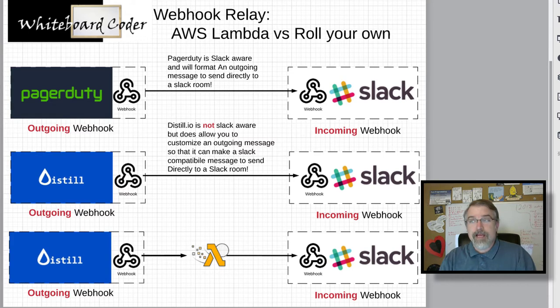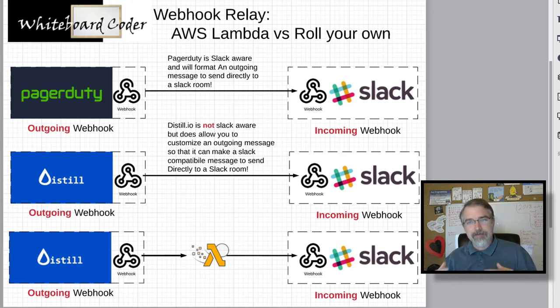Now, another thing might happen where someone may have an outgoing webhook, but they don't have any way to customize it. And so if that's the case, and you actually want it to go to a Slack room, you have to have something sit in the middle and intercept it. Now, you could put your own server there and bring the messages in and send them out. But in this example, we use something a little simpler. Once you get it set up, it's simpler. You don't have to babysit it.